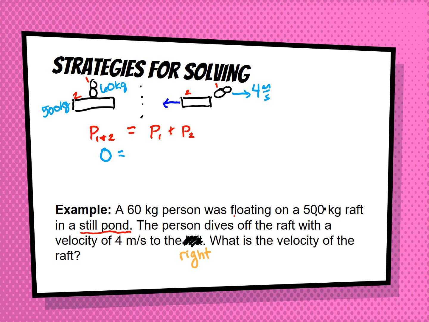After the collision, remember, momentum is mass times velocity. So for the person, we take the mass of 60 kilograms and multiply that times the velocity of 4 meters per second. Let me add primes. So for the momentum of the person we will have 240.